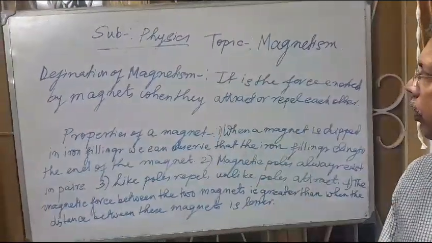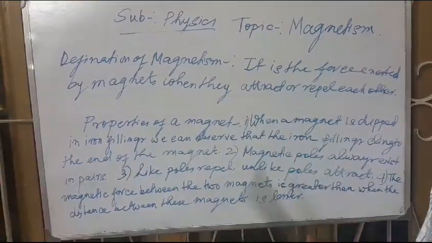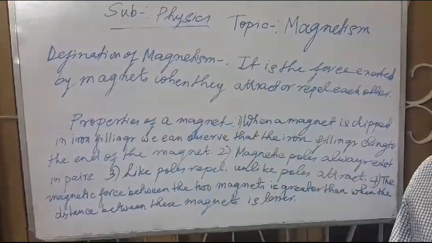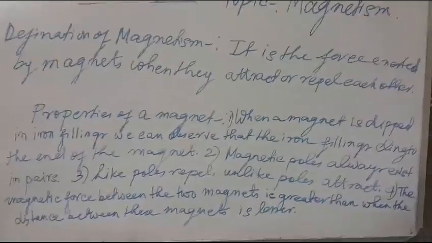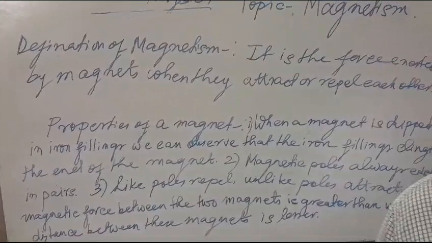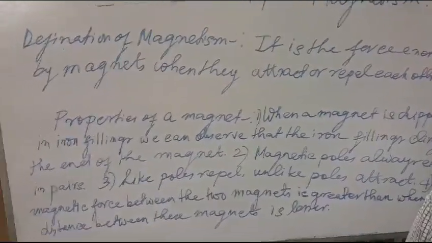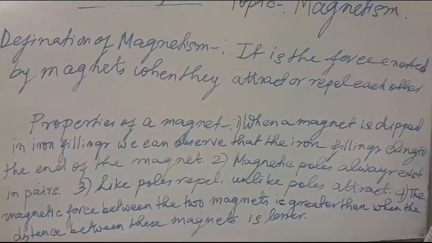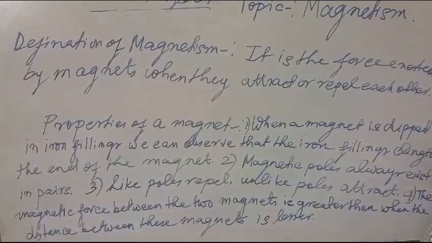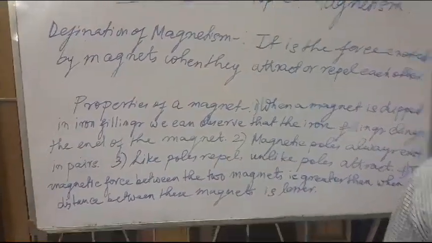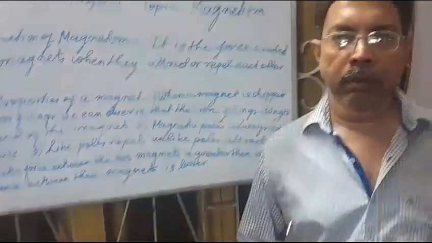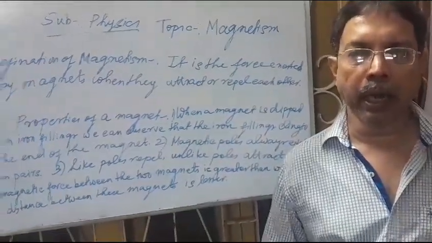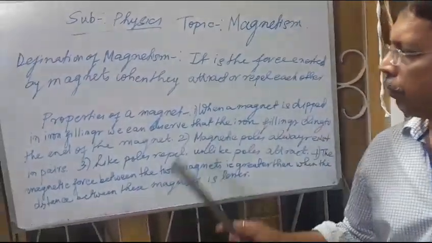Definition of magnetism: it is the force exerted by magnets when they attract or repel each other. A magnet always has the property of attracting or repelling. That means there are two poles in a magnet. Like poles repel and unlike poles attract.